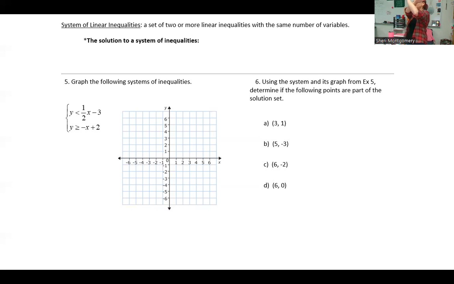Y'all remember that? And there's three situations. They might cross, and that's your solution. The other situation that happens is that you got parallel lines and they never cross. There's no solution. The last situation is that you've got the same line on top of each other and there's infinitely many solutions. Do y'all remember that from last class?